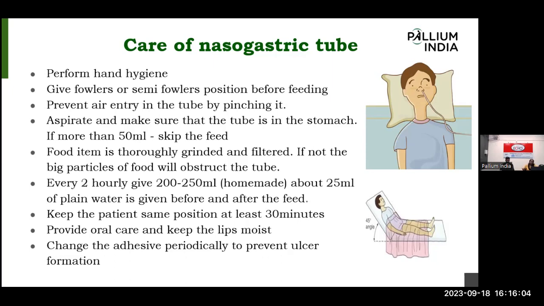So if they regurgitate, what happens? We also often regurgitate, but we don't get aspiration pneumonia. If the patient is on a nasogastric tube, why?